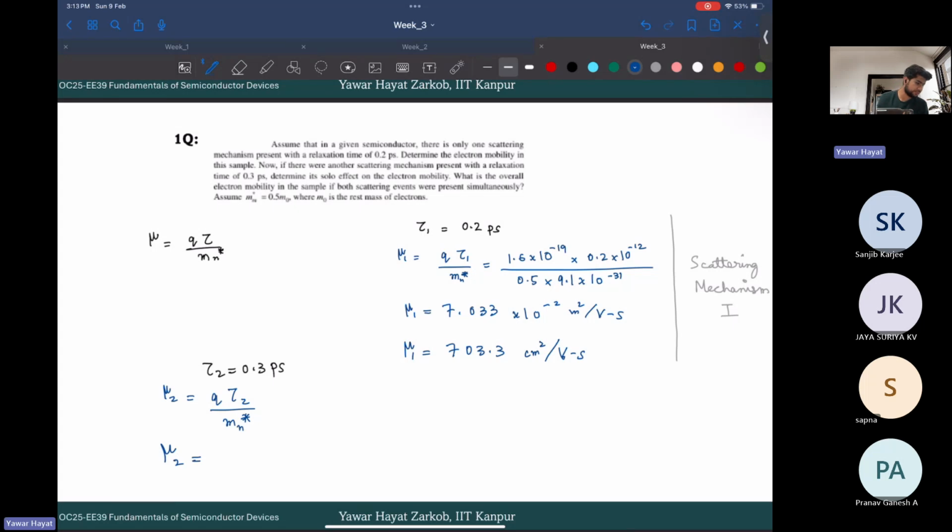What is mu2? Give me the answer in centimeter square per volt second. Okay, so you'll do this unit conversion as well. That way I'll get to know. Okay, someone did answer it, but do the unit conversion as well. You probably answered it in meter square per volt second.